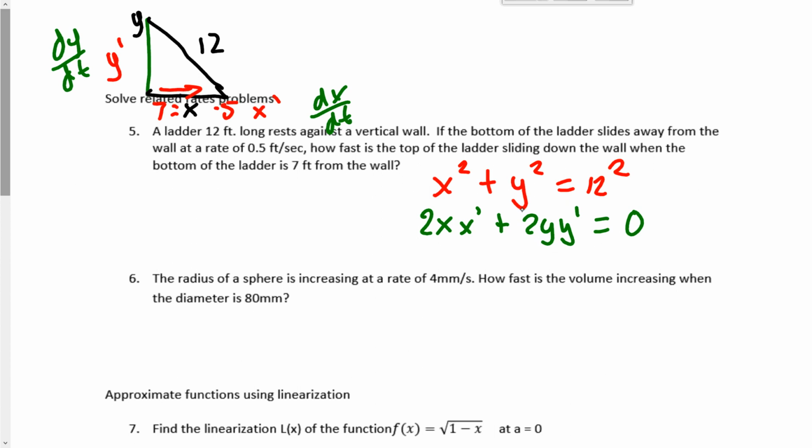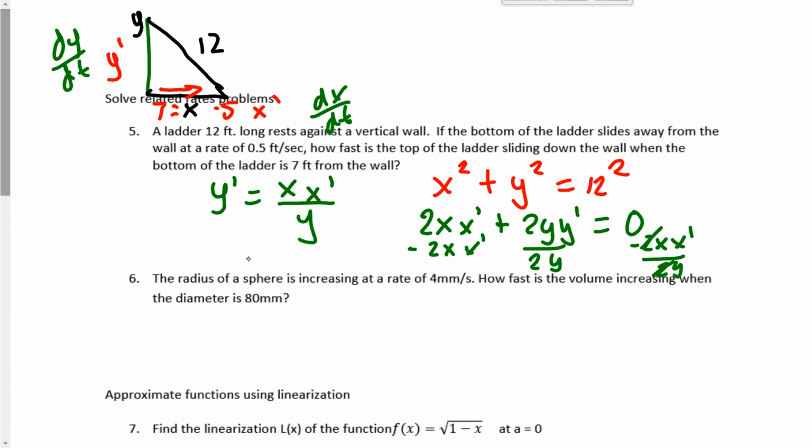So I can just subtract the 2x x prime from both sides, and divide by 2y, so these 2's will cancel out, and I get y prime is equal to x times x prime over y. So in order to find out what y prime is, I need an x, which they give me right here, so I can plug in 7 there. I need an x prime, which they give me right here, 0.5. But now I also need a y.